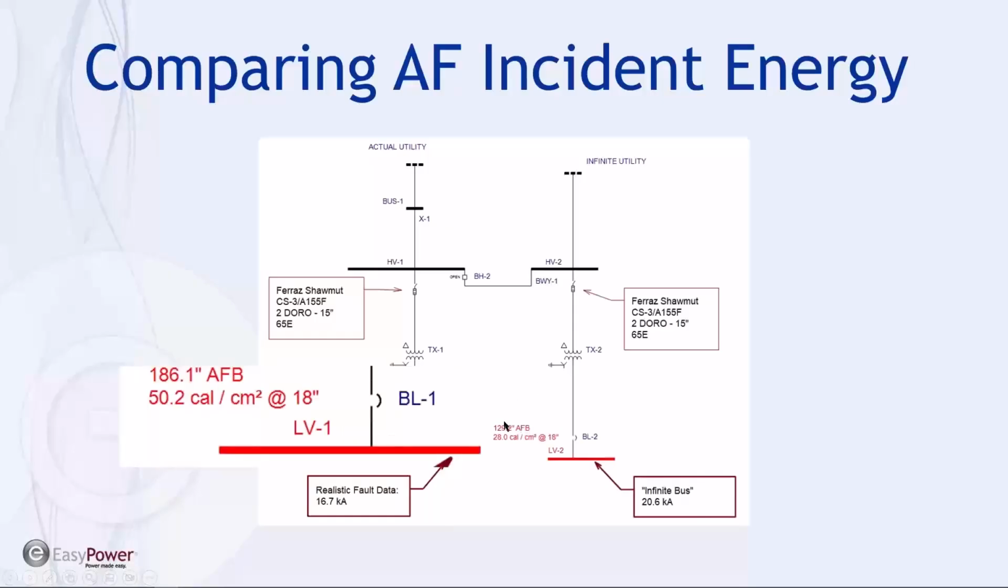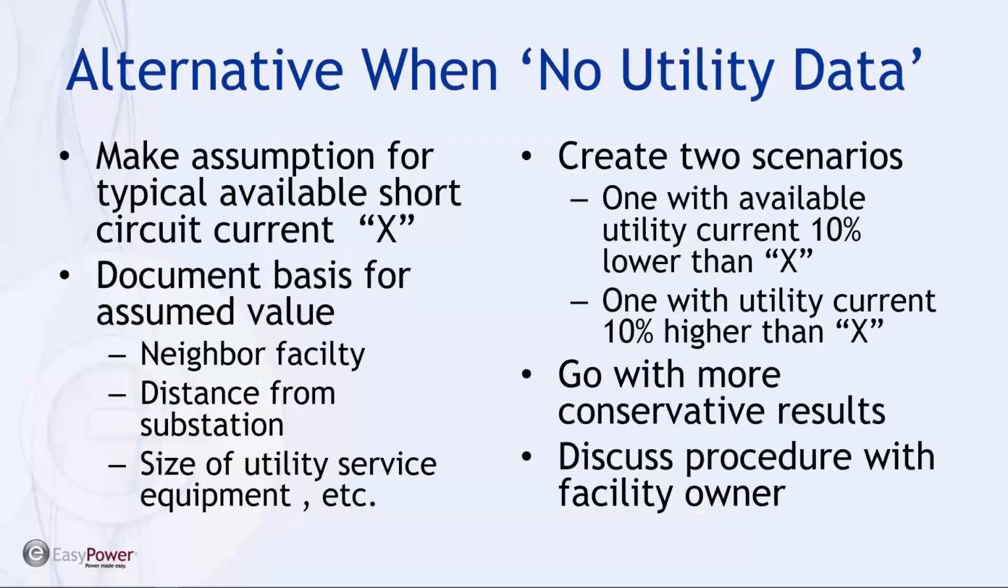So it's not necessarily a good idea just to assume an infinite source is the best stake in the ground when I'm looking at arc flash calculations.